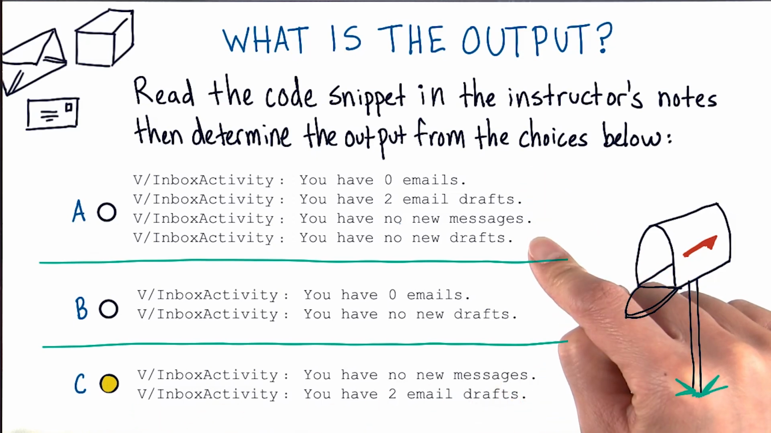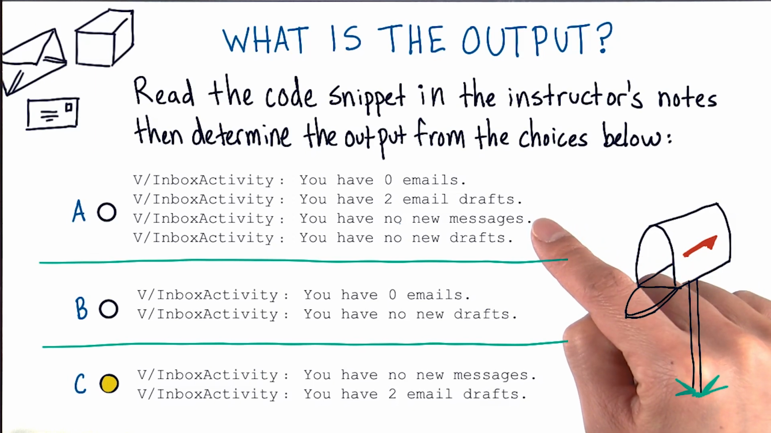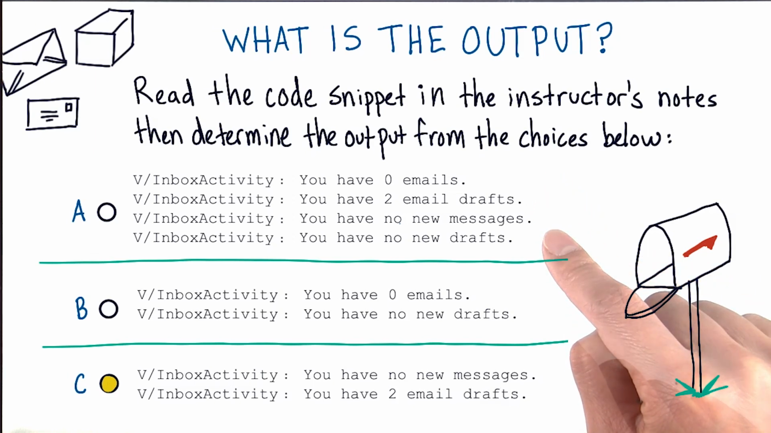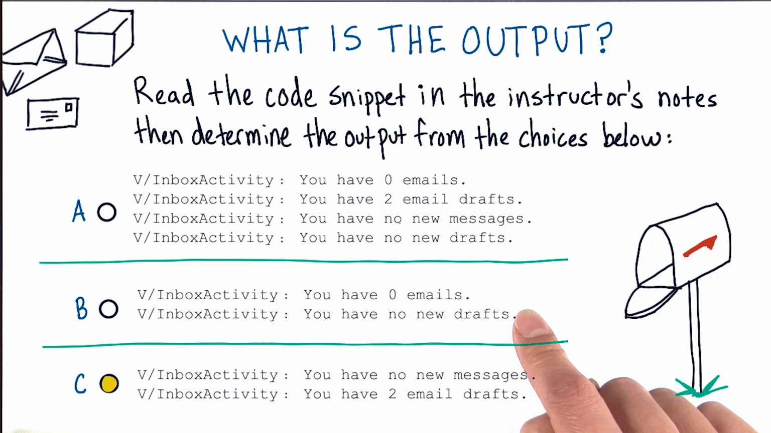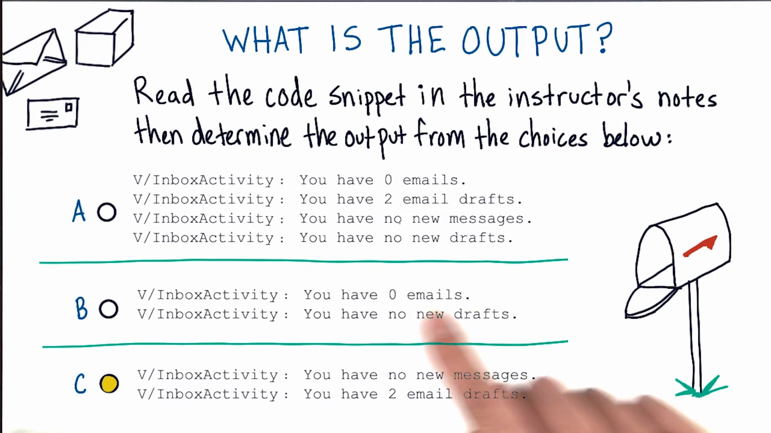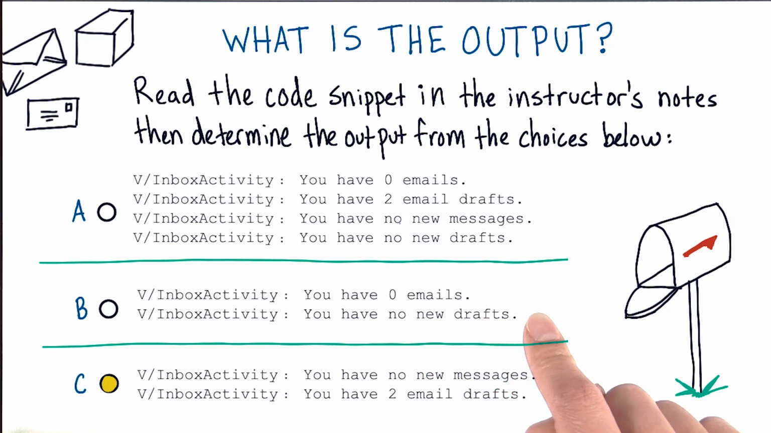Option A is incorrect because we don't print out the message at every point in time. We only have 2 lines of code that print to the logs. Option B is incorrect because the emailMessage string gets updated within the if statement. And there's actually 2 email drafts, not 0 email drafts, so the second log statement is also incorrect. That leaves the remaining correct choice, option C.